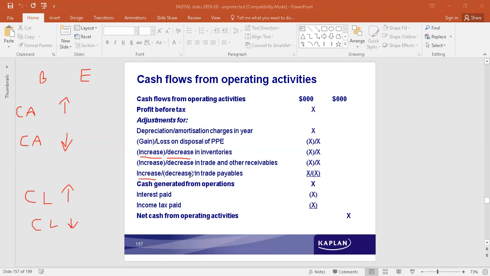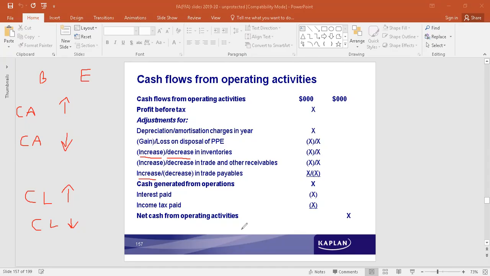Because these current assets and current liabilities arise as part of the operating activity, those things which appear in the balance sheet also should be considered to understand whether there was any cash flow on account of operating activities. So that is settled in this manner to understand what is cash generated from operations. From this, any interest paid and any income tax paid is deducted to know what is net cash from operating activities.